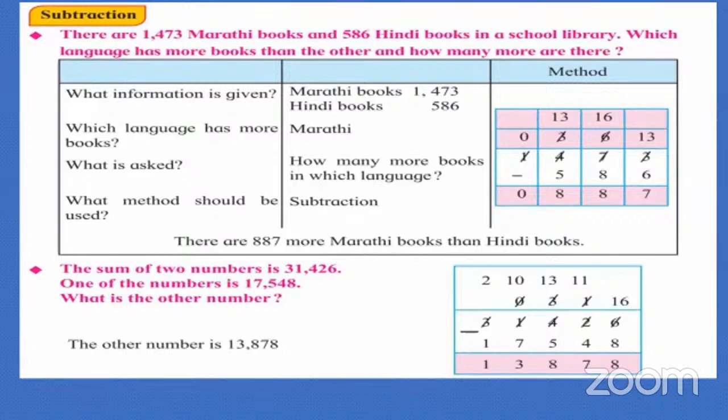See once again. The sum of two numbers is 31,426. One of the numbers is 17,548. And what is the other number? Which is the other number? The other number is 13,878. Very nice. See, now we are going to see some examples from our exercise. Okay. See what the first example given there is.